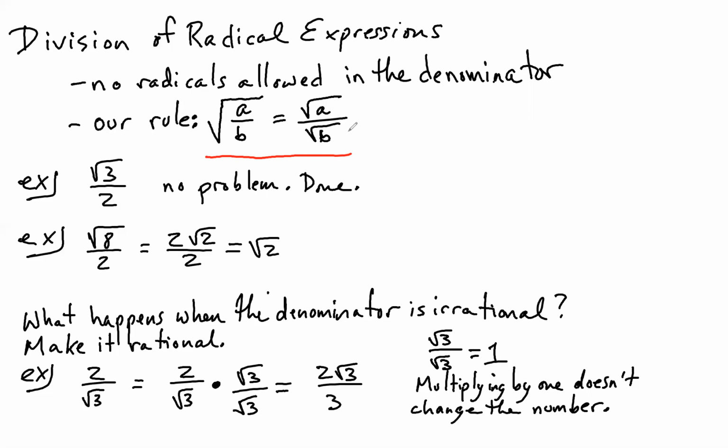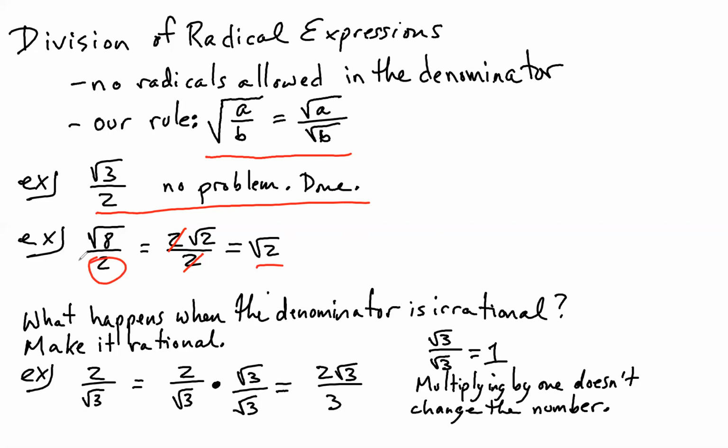If I am dividing by a rational number like radical 3 over 2, that's no problem. It's done. That's fully simplified. If I have radical 8 over 2, I know radical 8 can be simplified into 2 radical 2. And notice that those guys will cancel, and my final answer ends up being radical 2. So simplify.